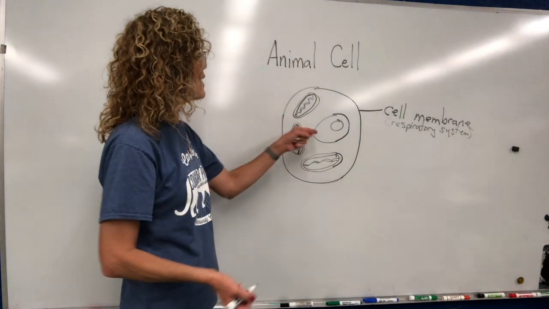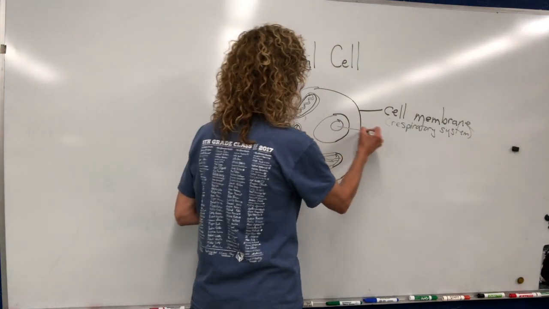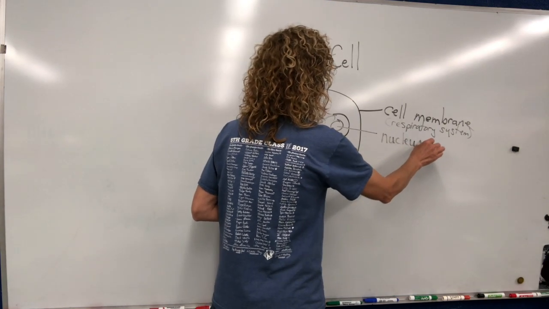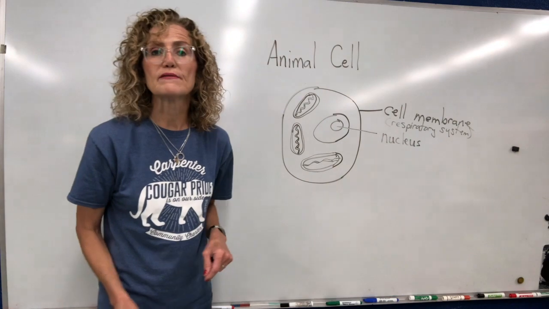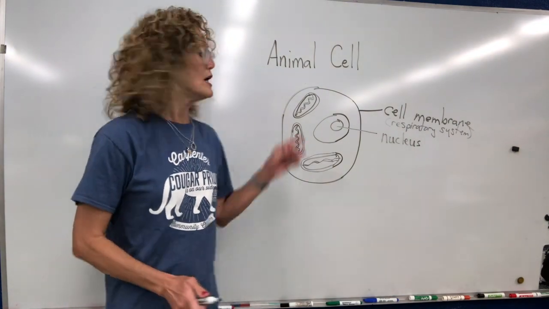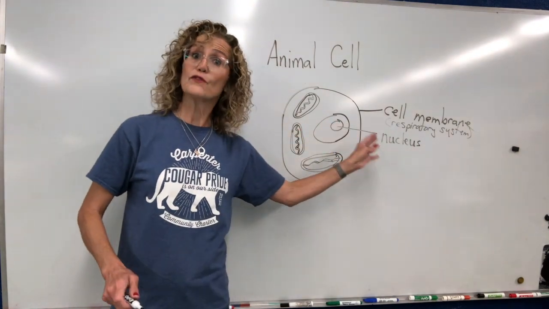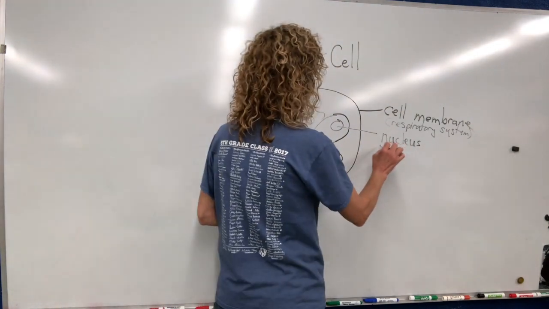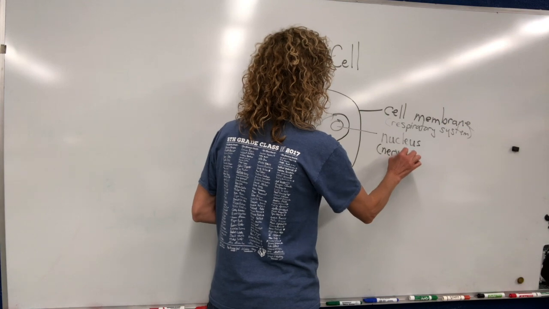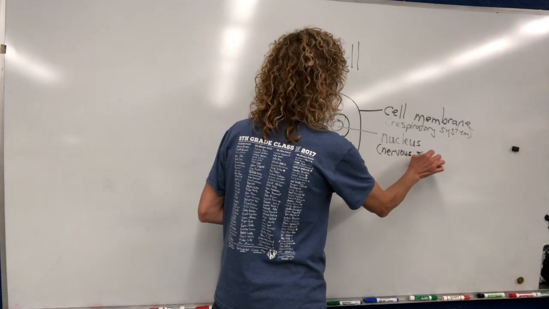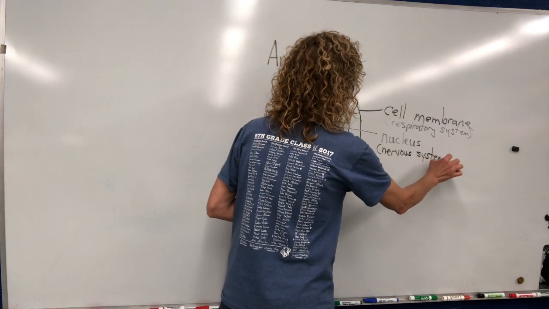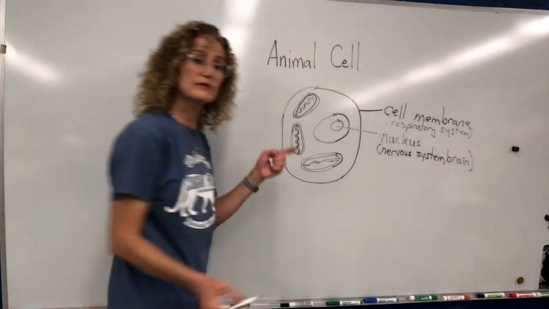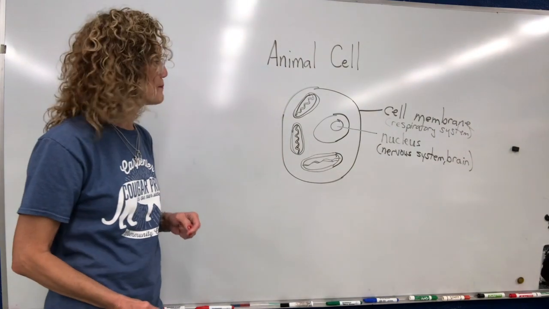All right, then there is this thing here. This is called the nucleus. The nucleus is the brain of the cell. It tells the cell what to do. So it reminds me of the nervous system and specifically the brain. So boys and girls, I want to make sure that you do this in your notebook, okay?